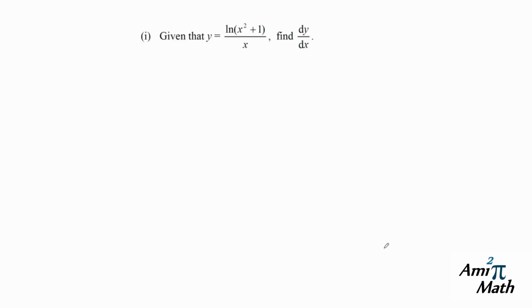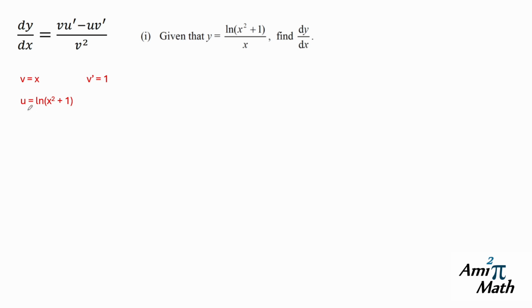Given that y equals ln((x squared plus 1) over x), find dy over dx. So again, we're going to use the quotient rule and we're going to get our u and our v. I'm doing v first because it's a bit simpler, which is v equals x, and then u equals ln(x squared plus 1). And then when we differentiate v, we just get 1.